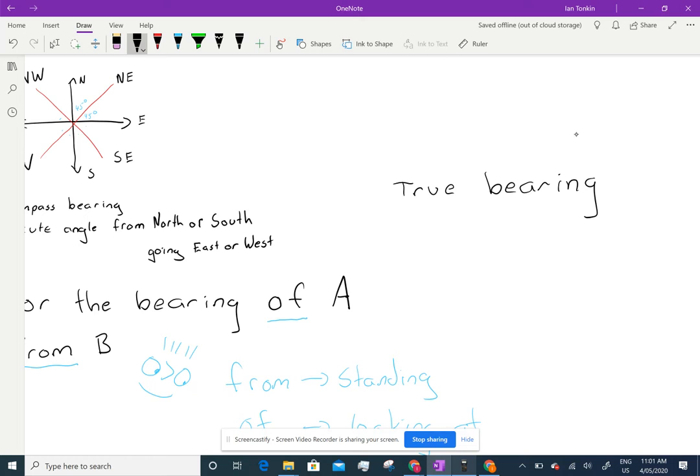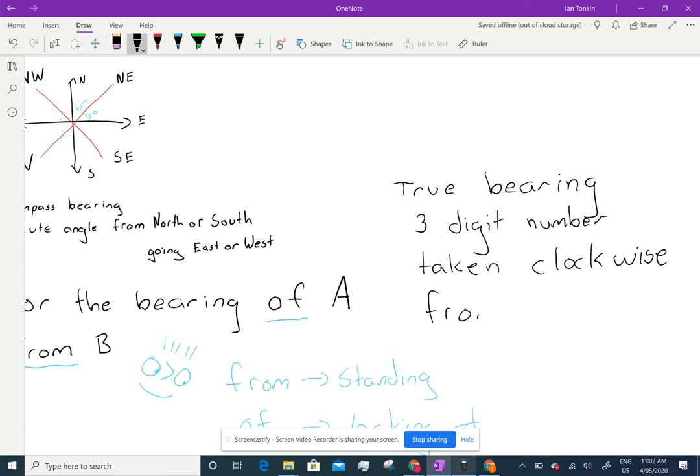So a true bearing is a 3-digit number taken clockwise. Now, if you're a digital person and you don't know what an analog clock is, I'm going to show you. Clockwise from north, and it's always from north.